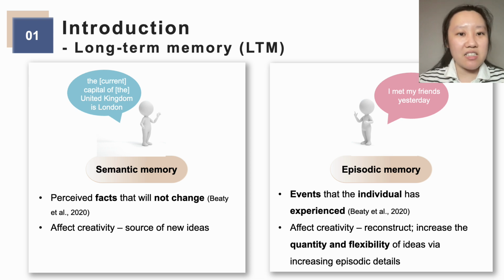It has been found that long-term memory has some relations with creativity. For example, semantic memory can affect creativity because it will provide some sources of new ideas. While the episodic memory can also contribute to creativity. For example, during the episodic memory process, we will reconstruct our memory and some new information will be generated, which is the source of new ideas. And also this will increase the quantity and flexibility of ideas while increasing the episodic details.